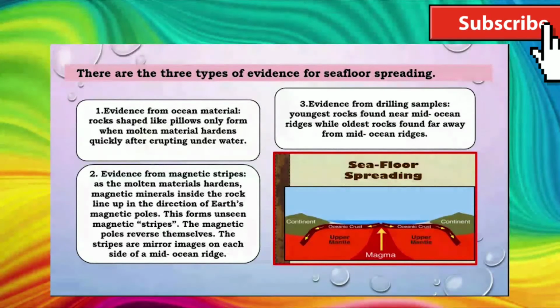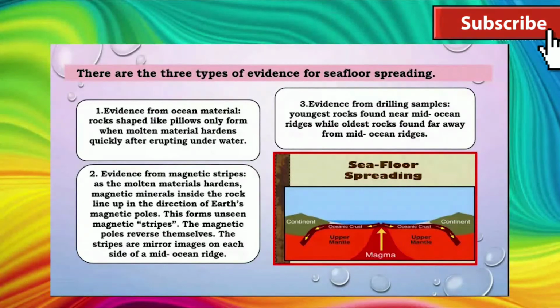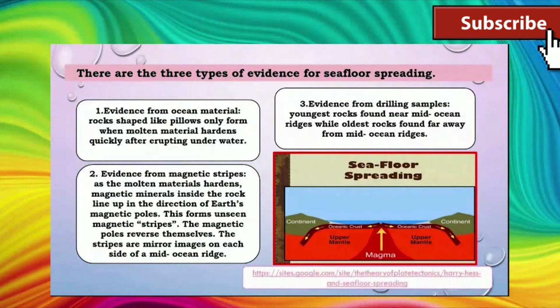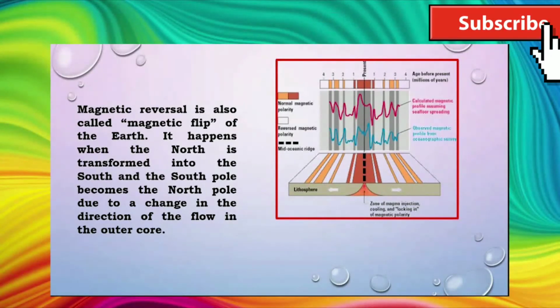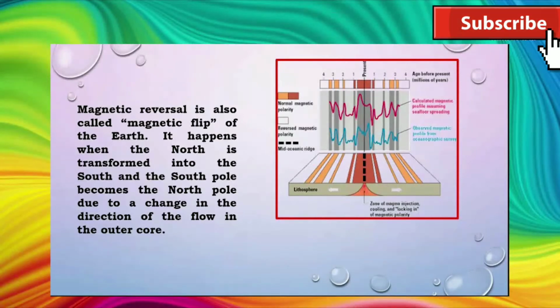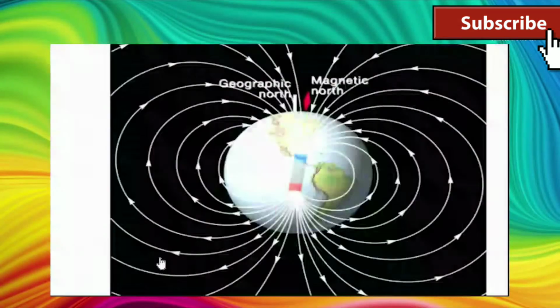Number 3. Evidence from drilling samples. Youngest rocks are found near mid-ocean ridges, while oldest rocks are found far away from mid-ocean ridges. The magnetic reversal is also called magnetic flip of the Earth. It happens when the north pole is transformed into the south pole and the south pole becomes the north pole due to a change in the direction of the flow in the outer core. Let's watch a short video to discuss this.